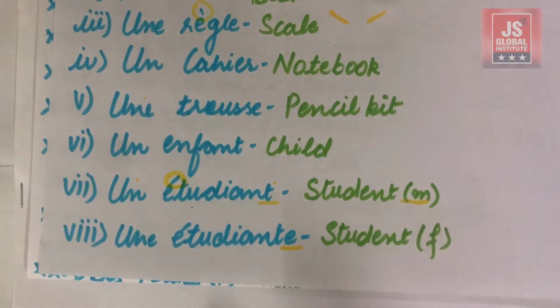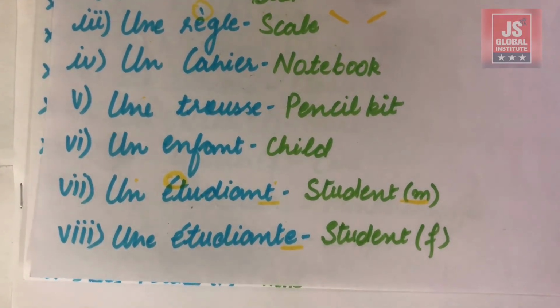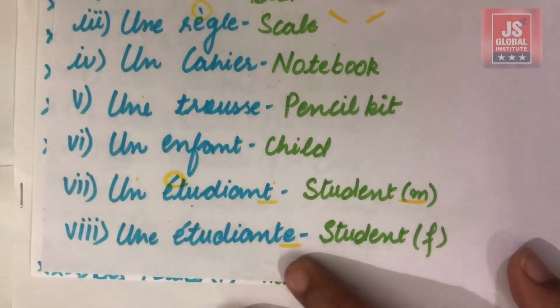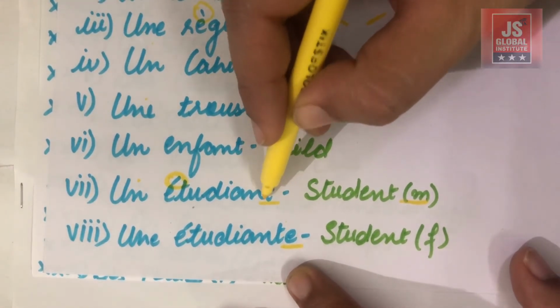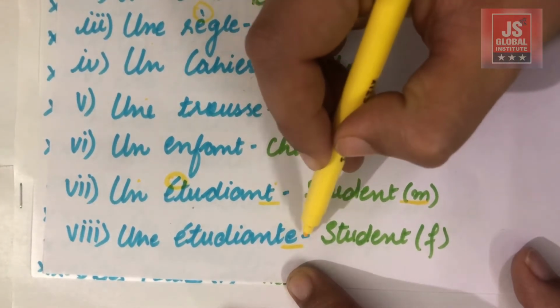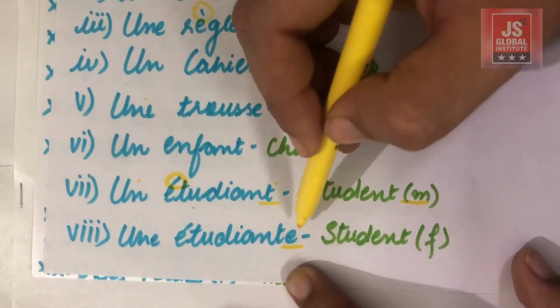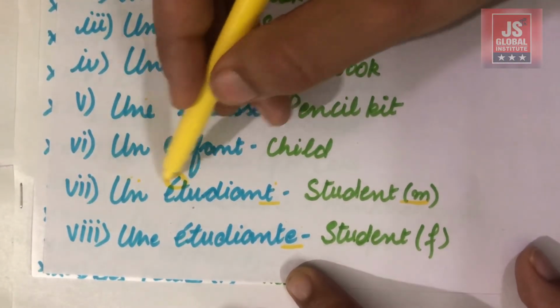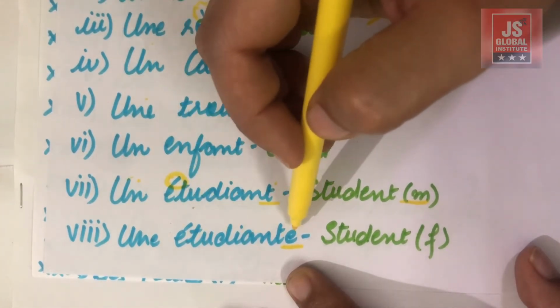Alright, as I have mentioned in my previous videos as well, that in French we usually do not pronounce the last alphabet. That is what we did here. We do not pronounce T over here, but in the next case there is E after T, so we pronounce T as well. So the pronunciation here becomes un étudiant, and here it becomes une étudiante.